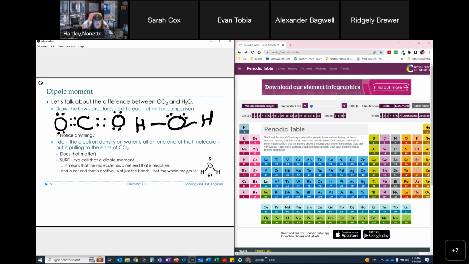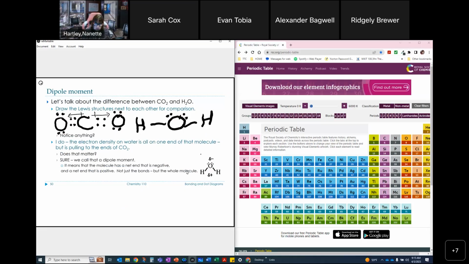The electron density on water is all on one end of that molecule. We just talked about that. So it's all up like this, and that's the structure that you actually see. But the CO2, there's equal pull in both directions. So even though the electrons spend more time with the oxygen than they do with the carbon, they're on opposite sides of the molecule. So there's equal pull in both directions, no net pull in one direction, so we don't have that partial negative and partial positive.